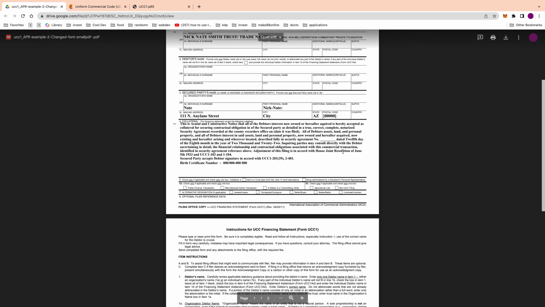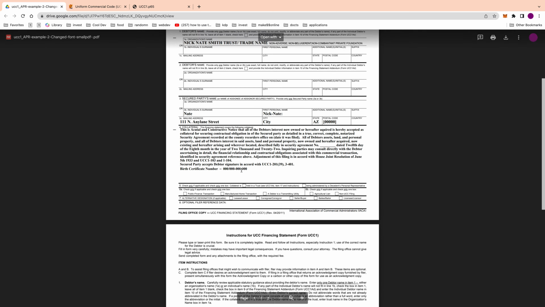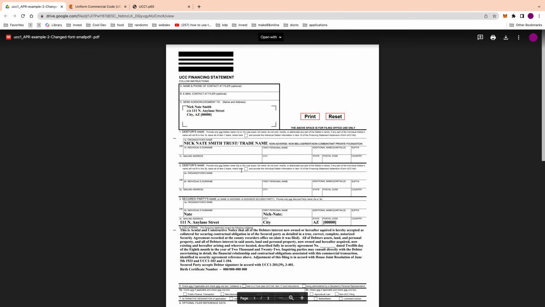And then at the bottom here, it does have the house joint resolution information and the UCC codes, and then your birth certificate number. So that's one example of how you can do it. So that's pretty much it.